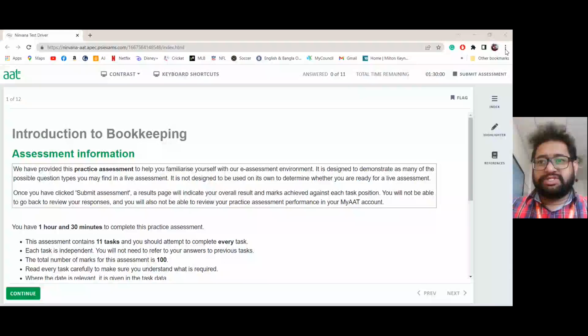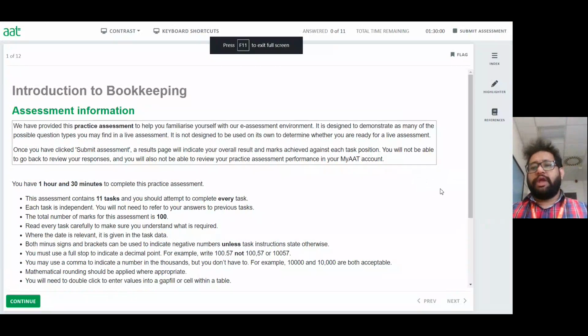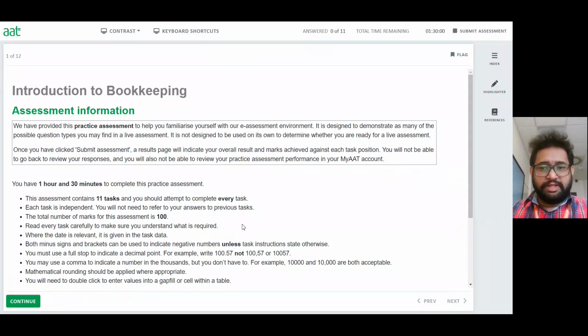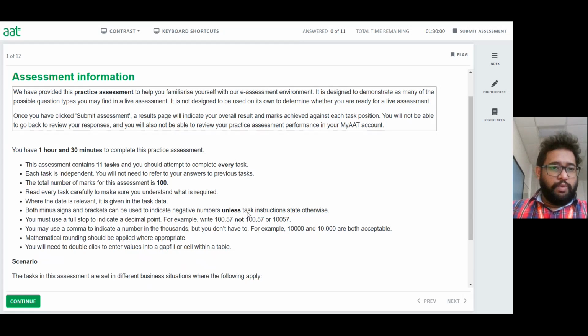So let me find out where it is. Here you go, I found that test driver. Now this is similar to the first exam you did earlier. This is also for 1 hour 30 minutes. You have 11 tasks to complete. The total marks available is 100, so you are expected to have at least 70 marks out of the 100 to achieve a pass rating.